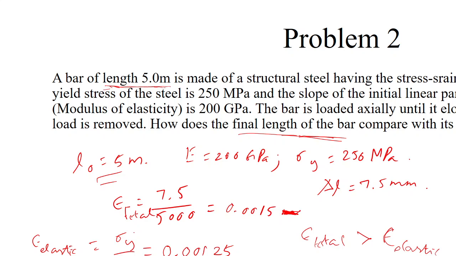In order to calculate the final length of the bar, we know the plastic strain value. Plastic strain equals the change in length, which we need, divided by the original length L naught. So delta L is 0.00025 into the original length, which is 5 meter. Ultimately you will get delta L of 1.25 mm, which is 1.25 mm longer.